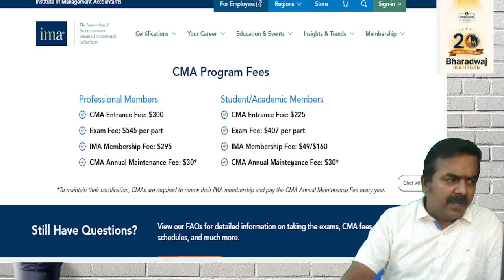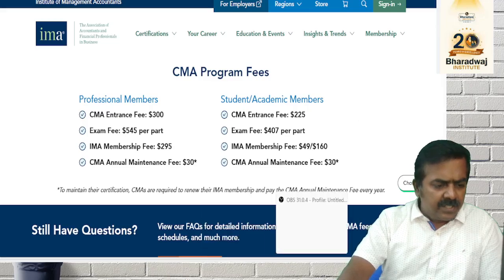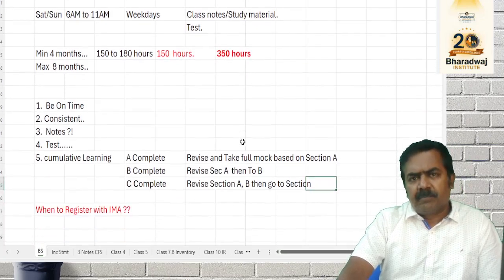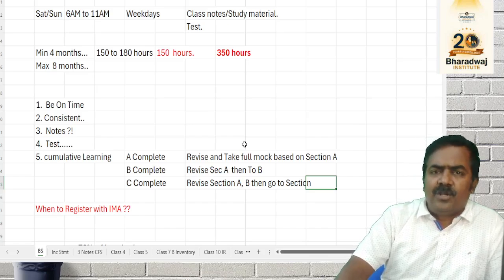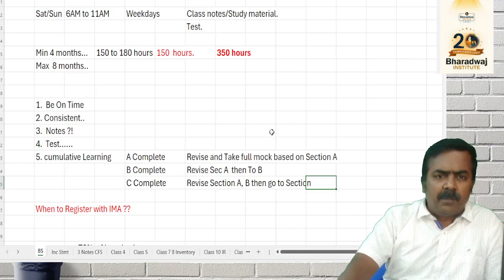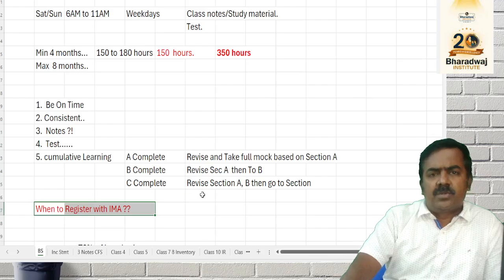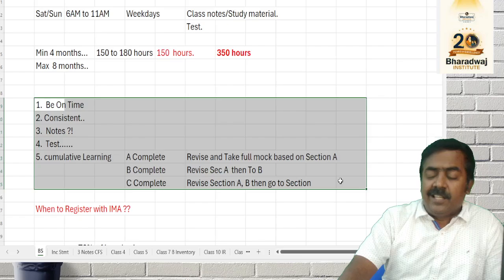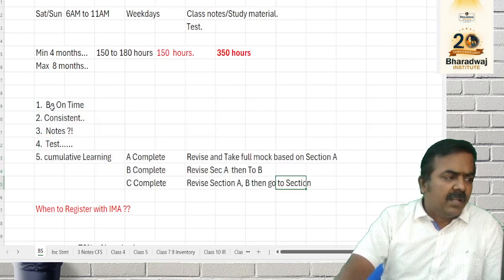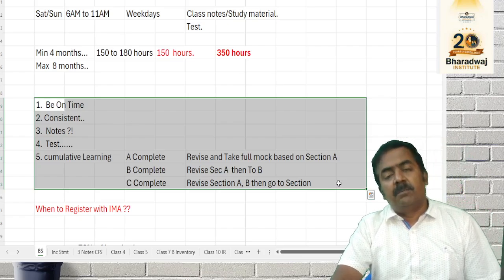But the benefits are many, my friends, because employment opportunities are given by IMA. There is an IMA portal in which you can enroll yourself. Then you can seek employment, and a lot of companies also directly recruit students. If you are a fresher, sir, I don't have any experience. We also provide a platform. Bharadwaj Institute provides a platform where you complete your part 1.